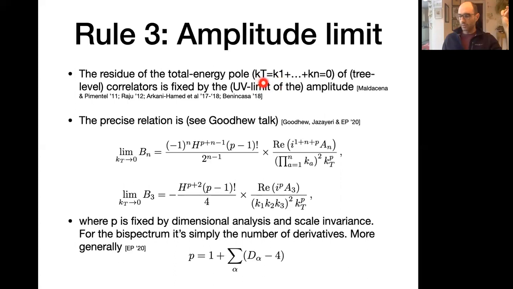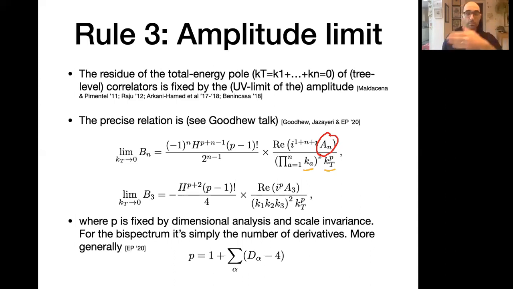And you can ask what happens when this KT, this K total, which I'm going to call the total energy, goes to zero? What was proven following these observations is that when you take KT to zero, B, the correlator, reduces to the amplitude A times a bunch of factors. There are numerical factors in front that don't matter very much, but the thing that matters is it comes with a certain scaling with K.